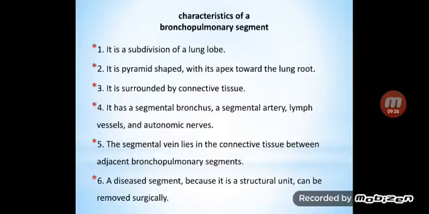We mentioned that tributaries of the pulmonary vein run in the connective tissue between the adjacent bronchopulmonary segments. What does it contain? It contains the segmental bronchus, segmental artery, lymphatic vessels, and autonomic innervation, which are independent of other segments. And the segmental vein lies in the adjacent connective tissue between the bronchopulmonary segments.